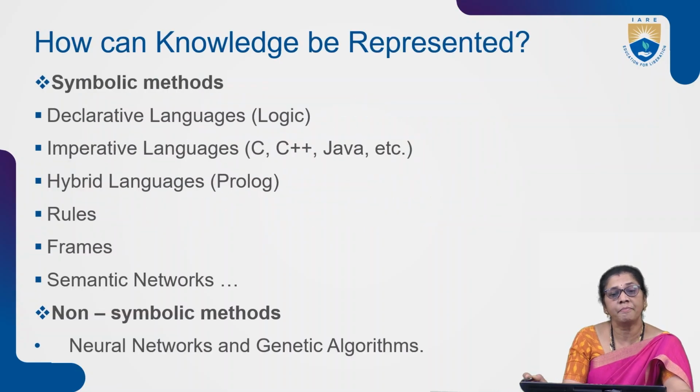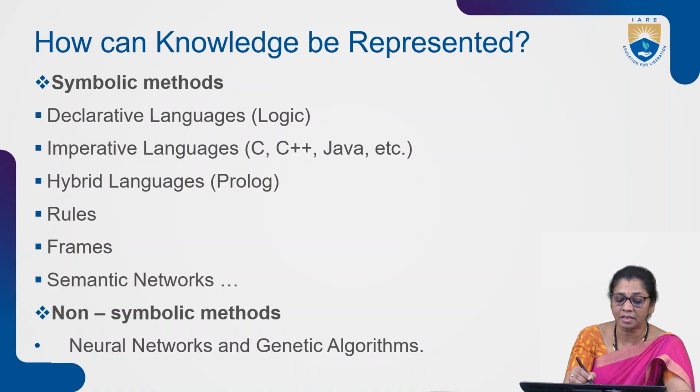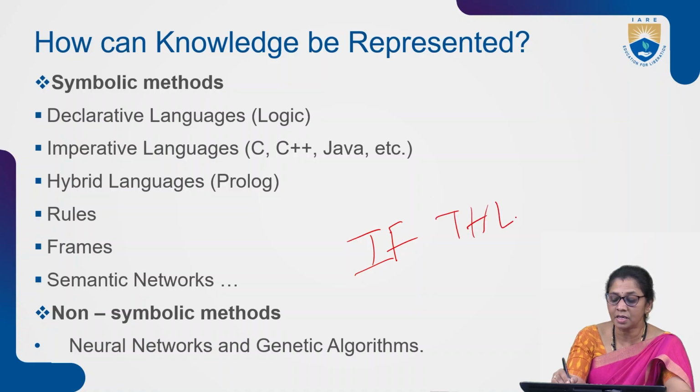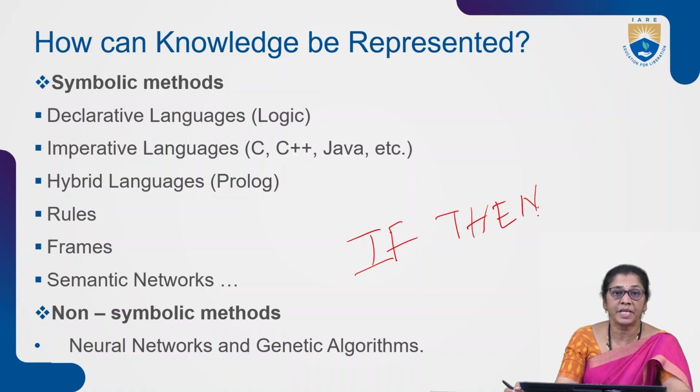Now we will see different methods of how knowledge can be represented. There are two methods, namely symbolic methods and non-symbolic methods. In the symbolic methods, we can use declarative languages like logic and imperative languages like C, C++, Java or Python, etc. Hybrid languages combining both are called Prolog. And one more representation is rules. As I said, rules are nothing but if and then. It is based on these rules.